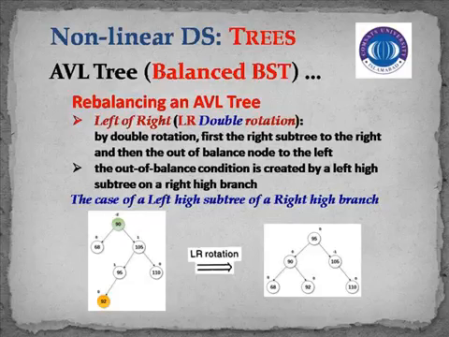Finally, ladies and gentlemen, the left of right case indicates a left high subtree of a right high branch, and it is also sketched on the left side of the given diagram. As stated earlier, this can also be balanced by double rotation such that first the right subtree is rotated to the right, and then the out of balance node is rotated to the left.